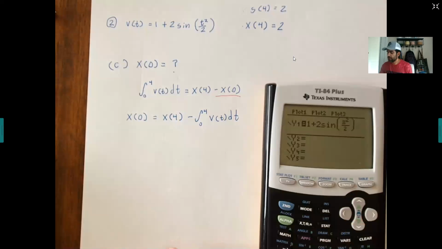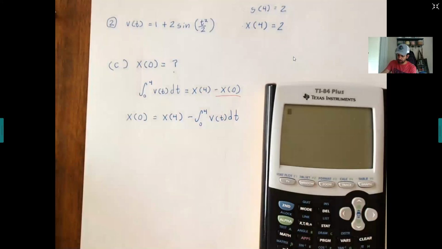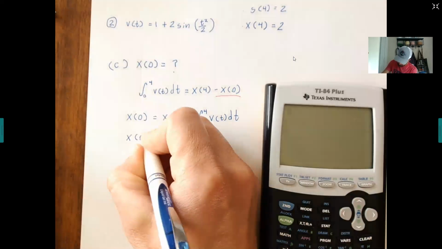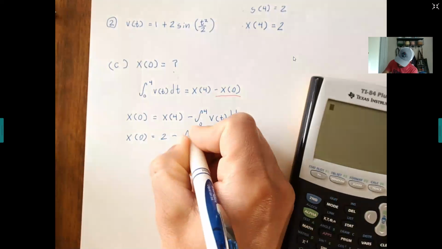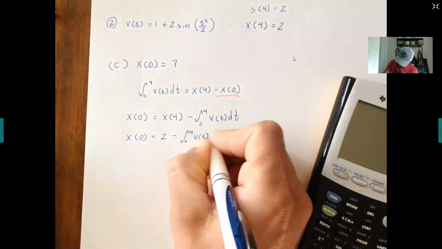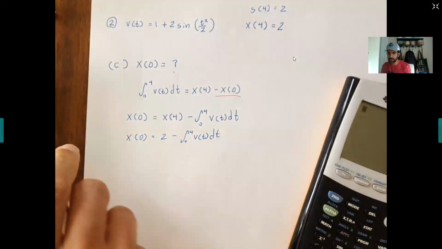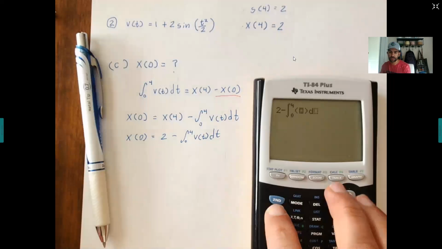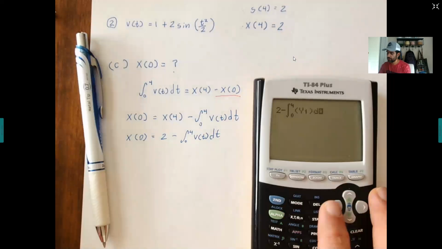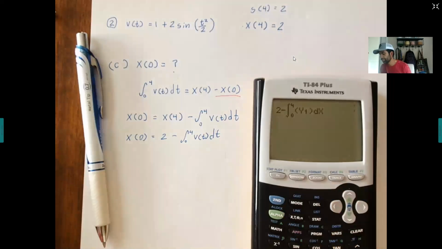Okay, I don't care to graph it. I'm just going to press, remember x of 4, right? x of 4 was equal to 2. So this is 2 minus this integral again. So what I'm trying to tell you is please don't do this integral by hand. There's no point. So we have 2 minus math number 9, integral between 0 and 4. In this case, I'm going to write y1. So it's alpha, trace, enter, dx. And that's the answer.